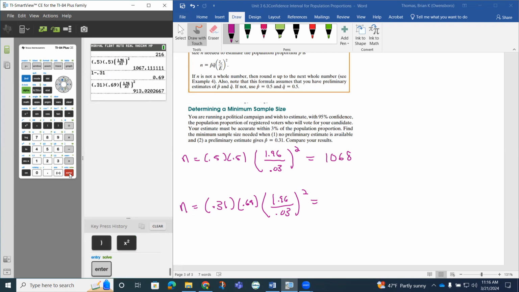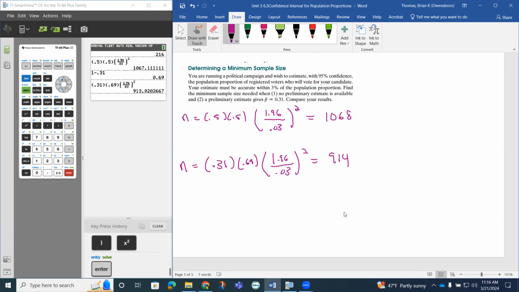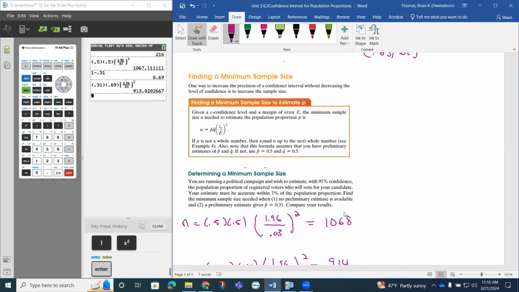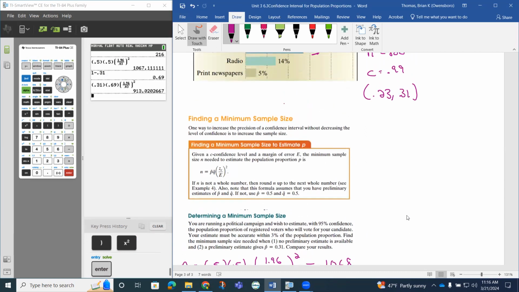So it looks like 913, so it looks like 914 since it's a decimal. So the minimum sample size has to be about 914 if I round up there. Okay. So that takes you through some of the questions in 6.3. Hopefully you find that helpful.